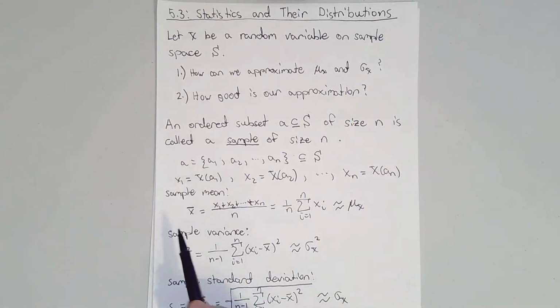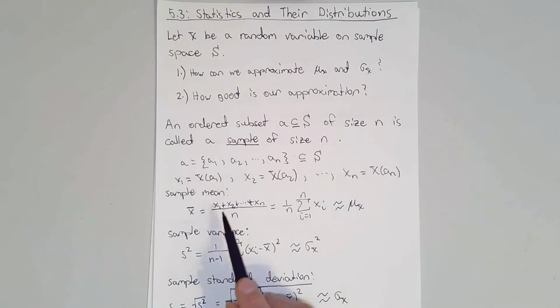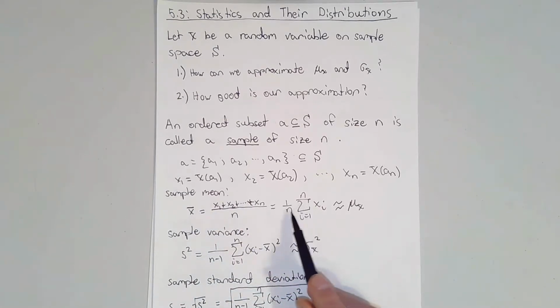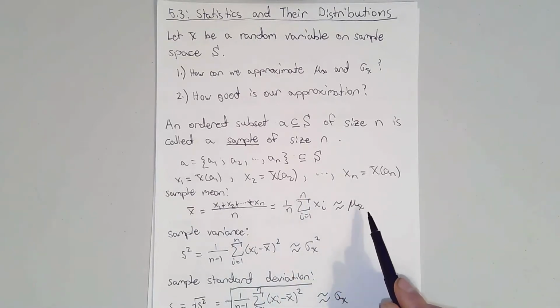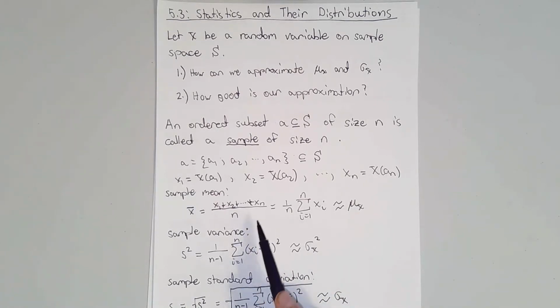A natural way to approximate this would be to take the average height of our sample. This is just little x sub 1 plus little x sub 2 all the way up to x sub n, divided by n, also called the arithmetic mean. In terms of sums, it looks like the following, and this is a very natural way to approximate the mean. The idea is that as we take a larger and larger sample, we'd expect our approximation to be better and better, regardless of what the sample was.